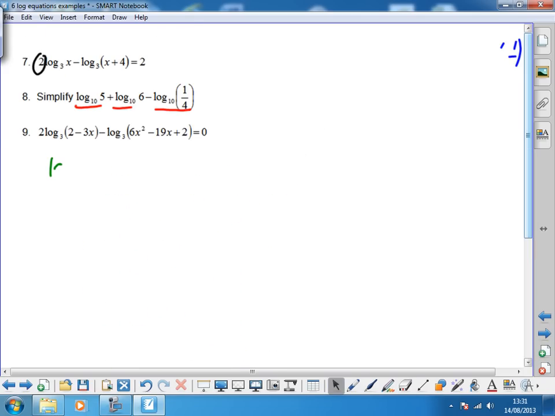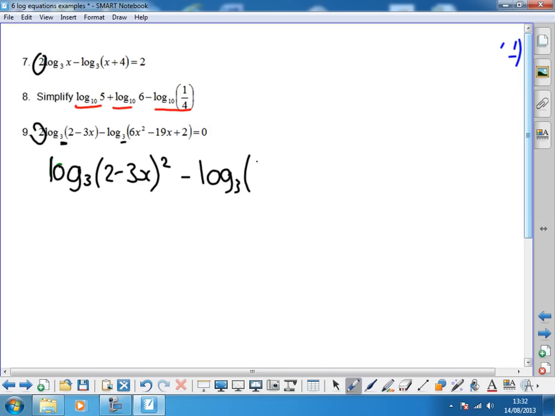Right, so what are you thinking? Well, look at first, the bases are the same. Yeah, so I don't worry about changing bases. Secondly, there's a 2 here, so I'm going to move that over. Yeah, exactly. Right, so I might do that first. Log base 3 of 2 minus 3x squared. Excellent. Minus log base 3 of 6x squared minus 19x plus 2.